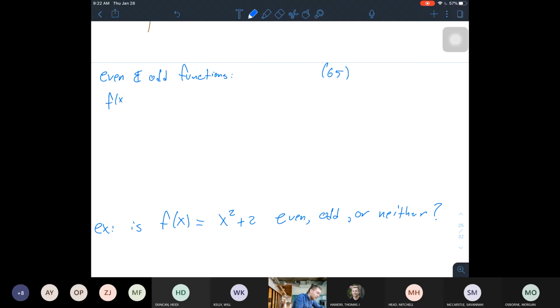We say that f of x is even if f of negative x is equal to f of x. So in other words, it's symmetric about the y-axis. Okay, so that's what it means for it to be even.